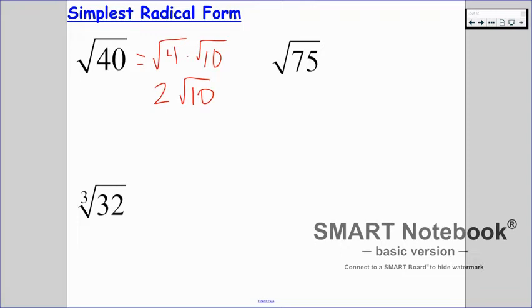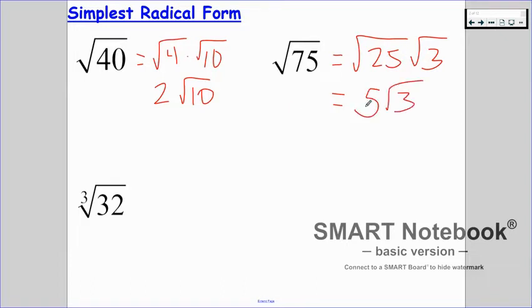The square root of 4 is exactly 2, and the square root of 10 is the square root of 10. For the square root of 75, I could simplify that by changing it to the square root of 25 times the square root of 3, which would be 5 times the square root of 3.